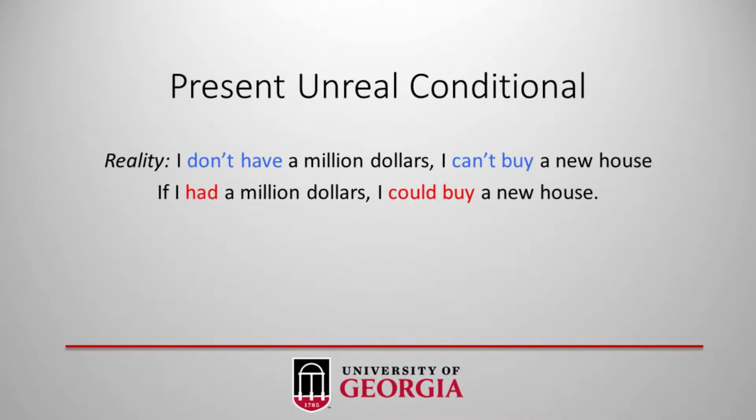In the reality statement, it's in the present tense. I don't have $1 million. But in the unreal conditional, the verb is in the past tense, if I had $1 million. Also notice how the verb has gone from the negative form, don't have, to the positive form, had. The same goes for the result clause. Can't becomes could. A negative statement becomes positive, and it shifts to the past tense. Let's take a look at another example.